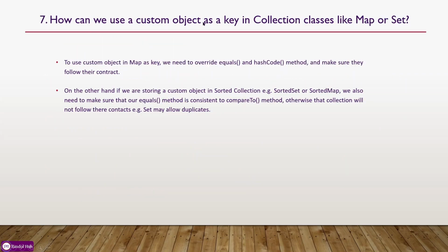How can we use a custom object as a key in collection classes like map or set? So, what is a custom object? For example, you have an employee class and you want to use that employee class object as a key to a hash map or a set or any other collection class. In that case, you need to override equals and hash code methods inside the employee class. So you have to make sure that the hash code and equals methods are appropriate.